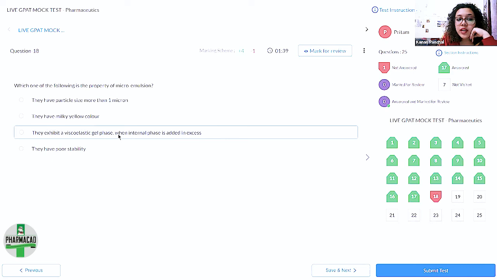They exhibit a viscoelastic gel phase when internal phase is added in excess. Matlab, when you add more, suppose if you're having oil and water kind of an emulsion, you are adding more of oil phase to it, उसका viscosity बढ़ने लगेगा, viscoelastic बनने जाएगा, and it will become more hard. Okay, ज़्यादा shear लगाना पड़ेगा for any process. So this is what is meant, and this is the property of a microemulsion. Understood? Yes, ma'am.